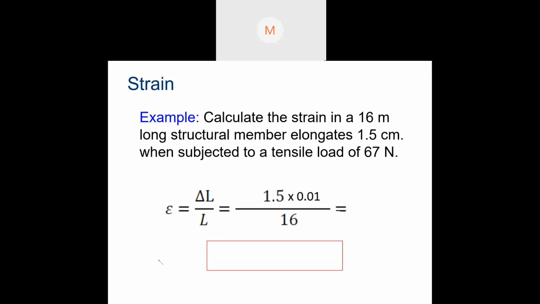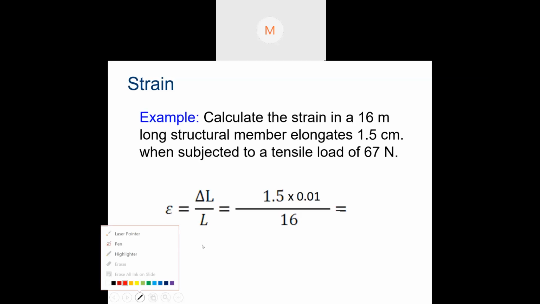Now, what I will do is, this is the diagram. I'll try to explain it to you. So, the diagram will be somewhat like this.